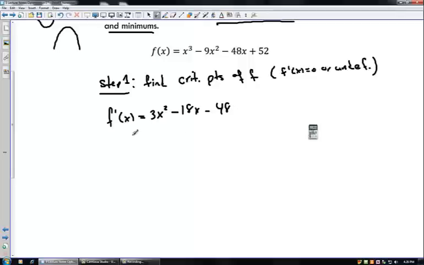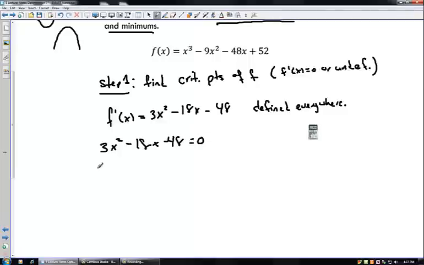And then I'm going to set this thing, it's defined everywhere. That's because it's a polynomial and there's no denominator, there's no square roots, and there are no ln's. And now I'll set it equal to 0, so 3x squared minus 18x minus 48 equal to 0.